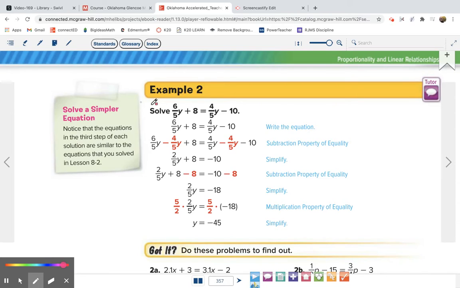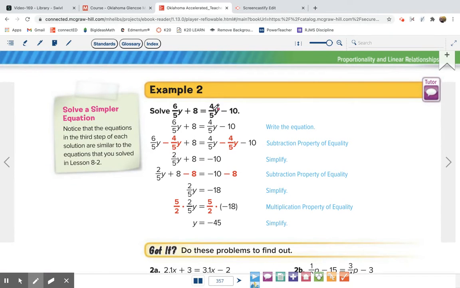Okay, on this problem, we have 6/5 y plus 8 equals 4/5 y minus 10. So we have two y's, and they're on opposite sides of the equal sign. So on this one, we can move either one of these, because if I get rid of this one, I still have an 8. Or if I get rid of this one, I still have a 10. So on this problem, we can choose to move either one of these, and it'll get us the correct answer. They chose to get rid of the 4/5.